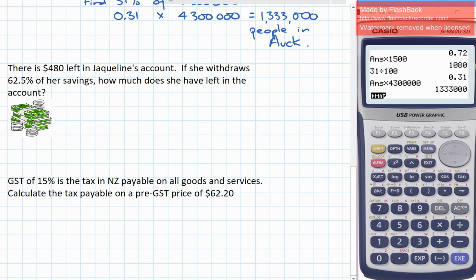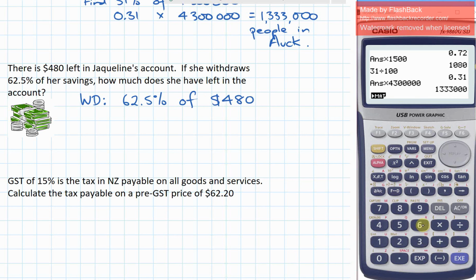Okay, a couple more questions. You can pause the video and have a go. So there is $480 left in Jacqueline's account. If she withdraws 62.5% of her savings, how much does she have left in her account? So let's work out how much she withdraws. So she withdraws 62.5% of her savings which is 480.